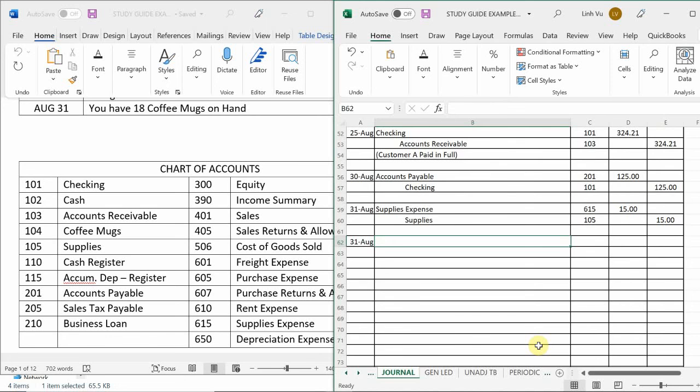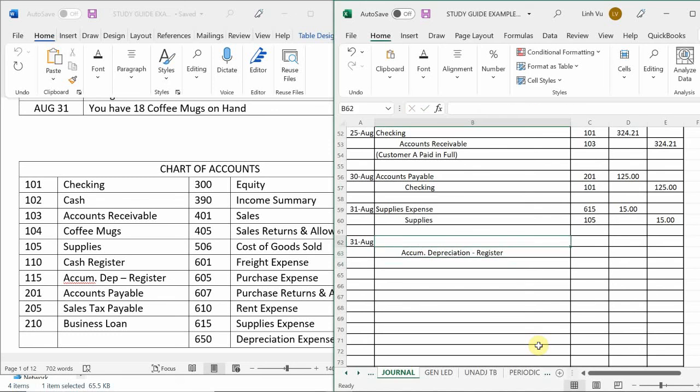Accumulated depreciation register and cash register. Okay, so we do not directly take off the depreciation off of the asset due to the historical cost. You got the account right for the accumulated. Would it just be depreciation expense? Correct.